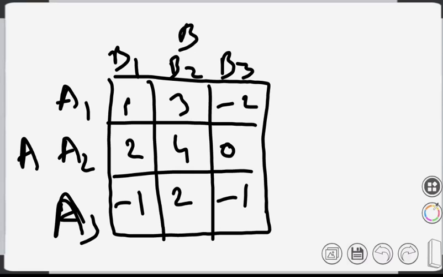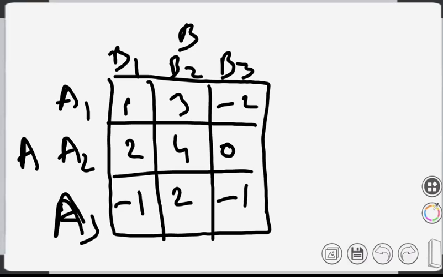You know that you have three strategies, and B has three strategies. If you play A1 and B plays B1, then you will get rupees 1. If you play A1 and B plays B2, you will get rupees 3. These values you know, but you do not know which strategy B will play. B can play either B1 or B2 or B3. Similarly, if you are A, you can play either A1 or A2 or A3.